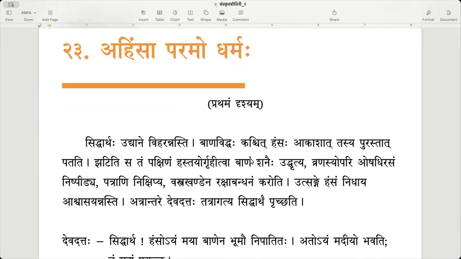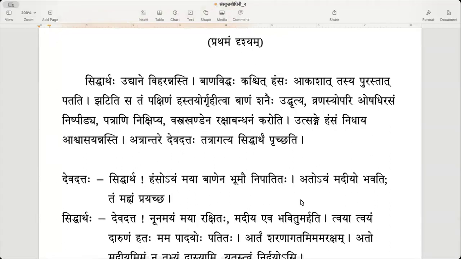Pratamam drishyam, scene one. Siddhartha udyane viharan asti. Siddhartha is walking around in the garden. So you realize how the language has changed, because it is a natakam and they are giving stage directions. It is now in present tense, because you are talking of a character who is walking on the stage here.